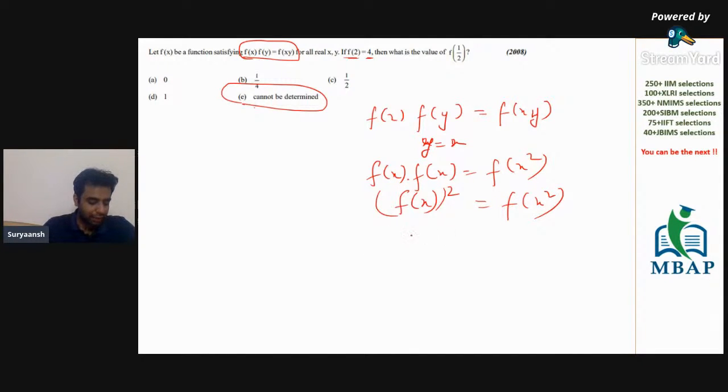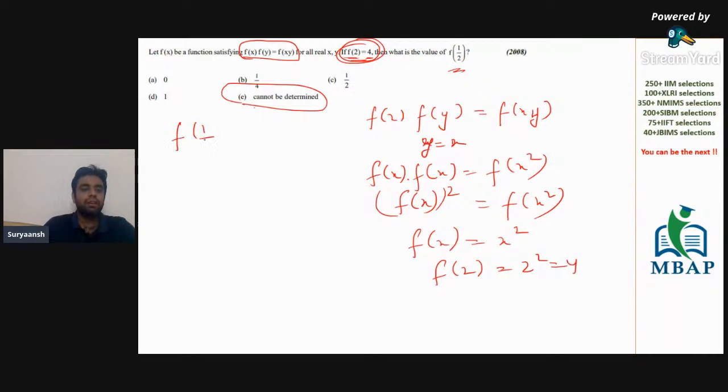From this, the best example that should come to your mind is that f(x) is basically equal to x². And f(2) is equal to 4, that is also matching. If f(x) is equal to x², then f(2) would be equal to 2², which is 4, which is also given. Then f(1/2) should be equal to (1/2)², which is equal to 1/4. The answer should be 1/4.